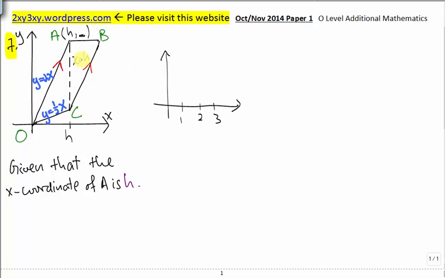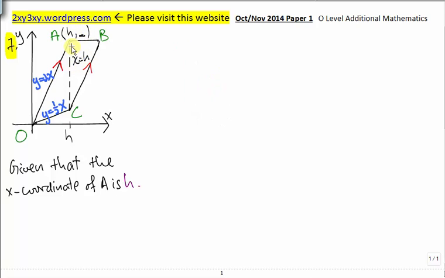If you are not familiar with this, it means if we have a vertical straight line where the x value is 1, the equation of this straight line is x equal to 1. Similarly, this straight line has the equation x equal to 2, and x equal to 3 and so on. Since we know that this x value is h, the equation of this vertical straight line will be x equal to h.